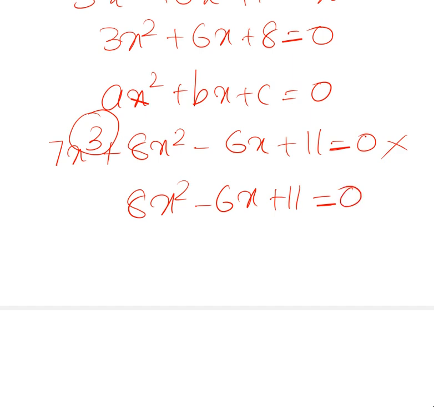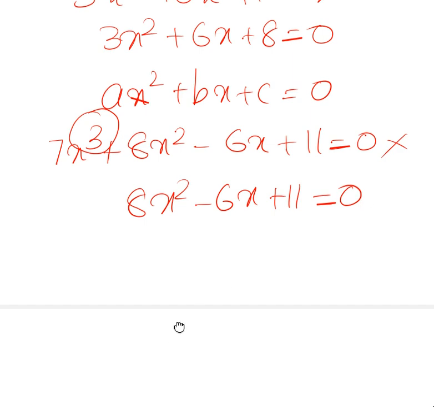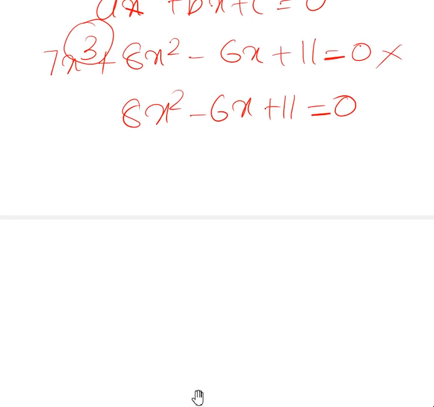So this one is not a quadratic equation, but 8x² − 6x + 11 = 0 is a quadratic equation. Okay. So, in other words, we can say a quadratic equation in x is also called a second degree polynomial equation in x. Here the variable is x. Then we can write any variable instead of x. For example, 7y² + 3x + 8 = 0. This is another quadratic equation in standard form.